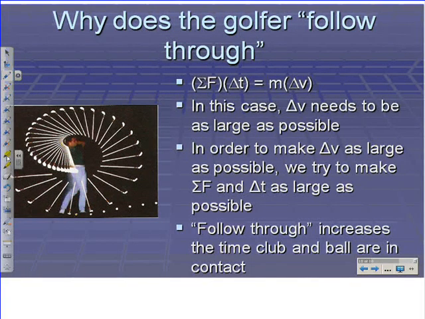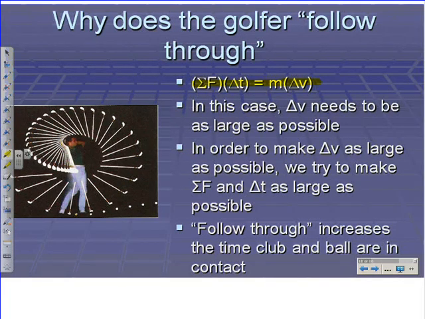Going back to, once again, our impulse momentum equation, sigma F times delta T is equal to m times delta v. In the case of this golf ball, we're trying to make delta v as large as possible, right? We're trying to increase the change in the velocity. We're trying to hit it as far as we can. That's not always the case, but in this case it is.